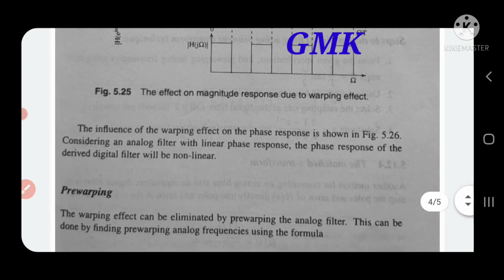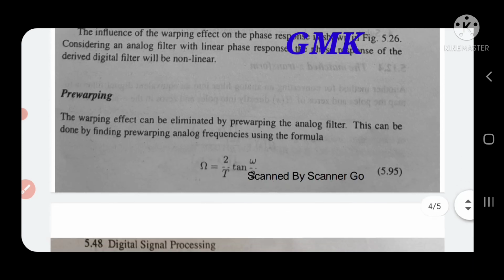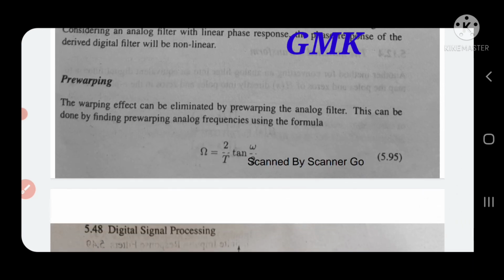The influence of the warping effect on the phase response is also shown in Figure 5.26. By considering an analog filter with a linear phase response, the derived digital filter will be non-linear. From the phase point of view, it is also having a non-linear relation. So we have one important term, pre-warping. The warping effect can be eliminated by pre-warping the analog filter.